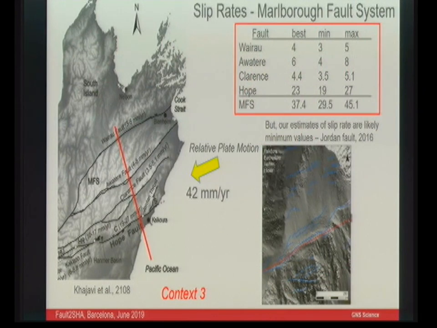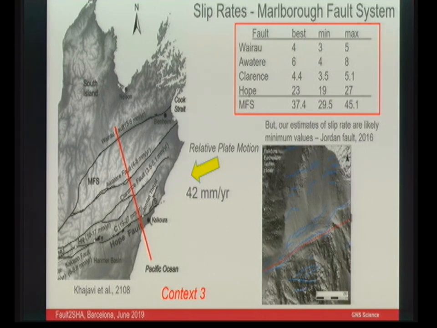Because we haven't had the ability to map the small off-fault or smaller scale structures that are related to these fault zones. So it's my suggestion that even our best estimate slip rate here is a minimum, because we know that the faults are a bit more complex, and we're not able, until recently I would say, to map all the strands of faults. Okay, so this number here with respect to plate motion is important in terms of asking the question about the role of the subduction zone in this transition from Hikurangi subduction to Alpine fault transform. We're in that transition zone.